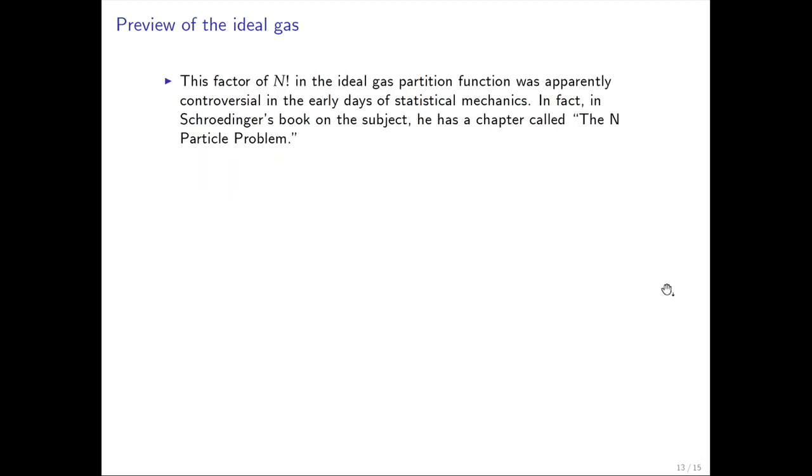Now this is kind of interesting, because this factor of n factorial in the ideal gas partition function was a bit controversial in the early days of statistical mechanics. In fact, Schrödinger has a book on statistical mechanics, and in there he has a chapter called the n-particle problem. So at that point, not even Schrödinger really understood the consequences of quantum mechanics fully. It's kind of interesting.